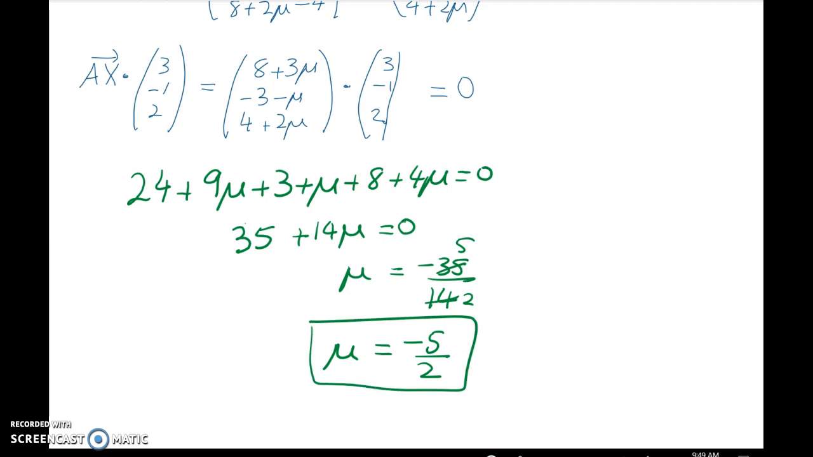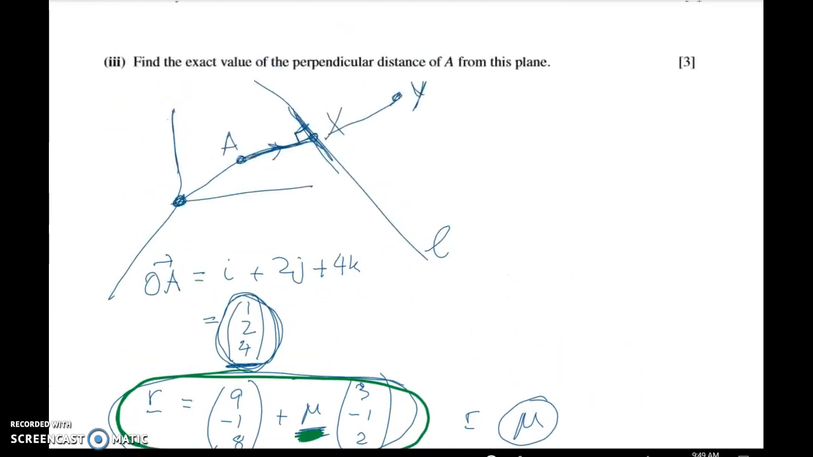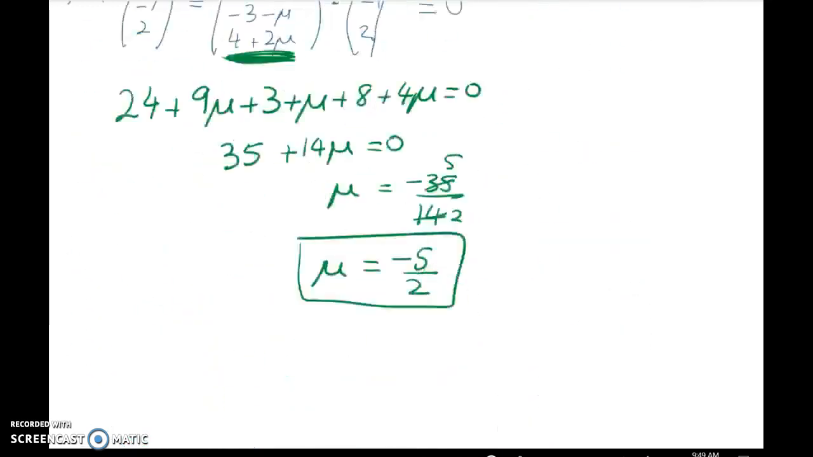To find the foot of the perpendicular, be really careful. We're not going back into here. We're going all the way back to the point on the line. So I'm going to scroll back up and show you what we're substituting into. We want to substitute right back into the start, into the equation of the line, right? Because we've now found the value of mu, the point on that line that is going to be perpendicular with the vector OA. So going back to my diagram here, we know now that x will occur where mu is equal to negative 5 over 2. So we're going to find the position vector for x.